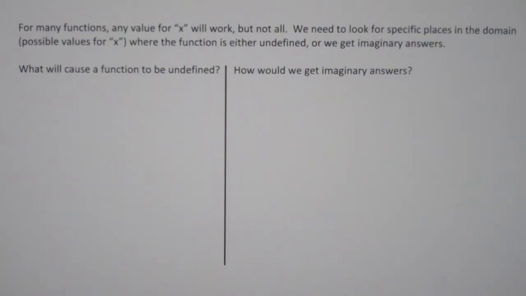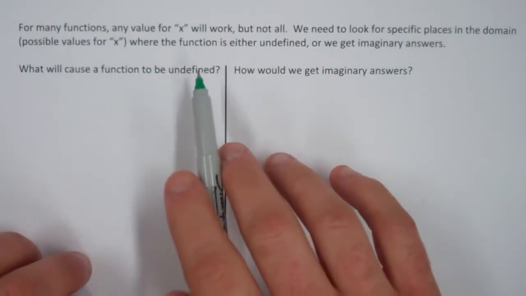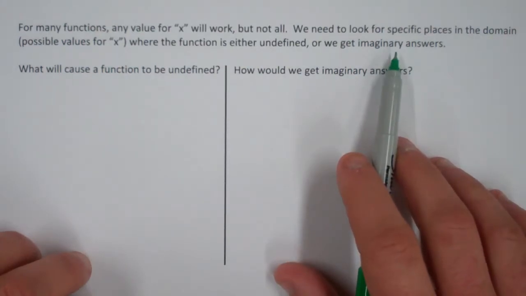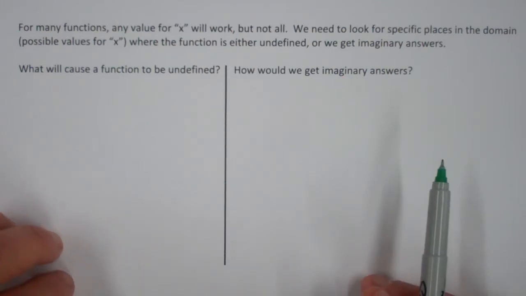In this concept video, we're going to be discussing domain and range, but mostly domain. For many functions, any value of x will work, but not all functions. So we need to look for specific places in the domain, which are just the possible values for x, where the function is either undefined or we get imaginary answers. The range is simply just all the possible values of y.